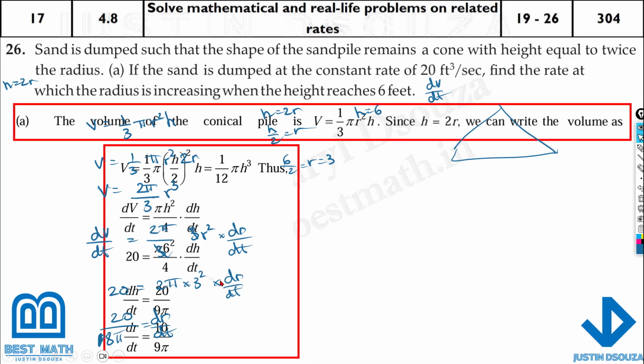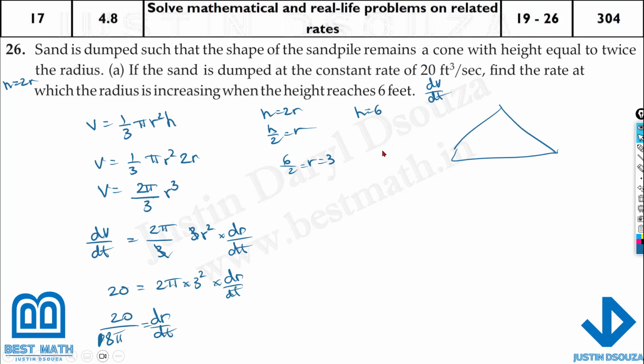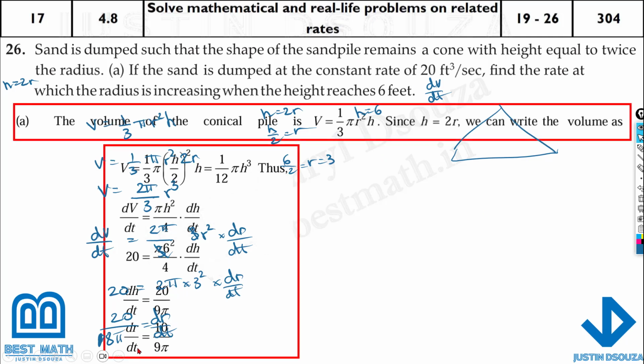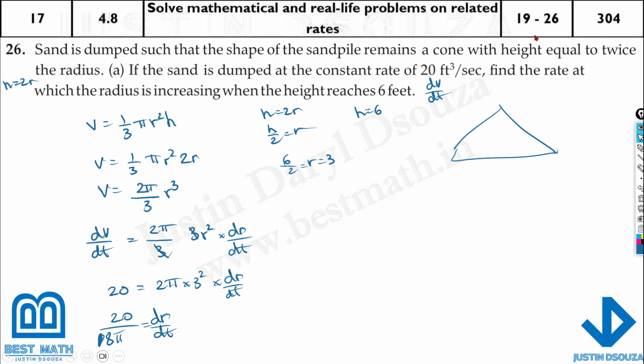And here we go. Now they have just written it in terms of pi, okay, but they have simplified it. Now wait a minute, they have found dh and dr. You do not need to find dh because they have just told you to find the rate of change of radius, okay, when the height reaches. You just have to find dr. You don't have to find dh by dt and dr by dt.